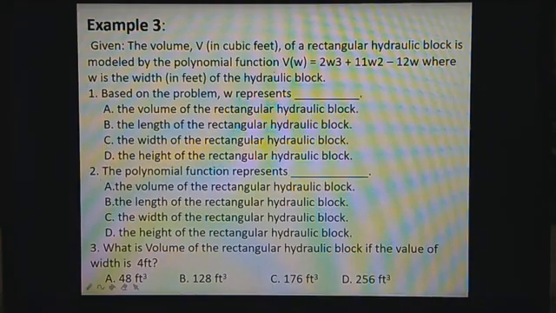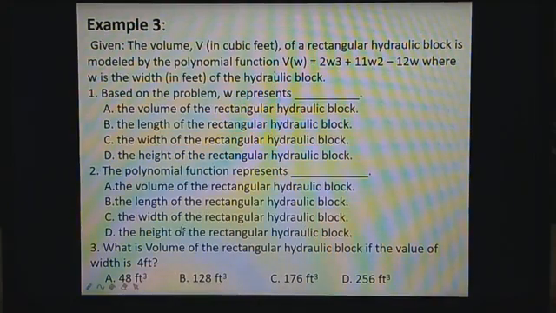Number 2, the polynomial function represents what? So, the polynomial function is V of w. So, it represents what? The volume of the rectangular hydraulic block, the length of the rectangular hydraulic block, the width of the rectangular hydraulic block, or the height of the rectangular hydraulic block. The problem said earlier, in the statement, the volume V is the function. So, that means our answer is letter A, the volume of the rectangular hydraulic block.